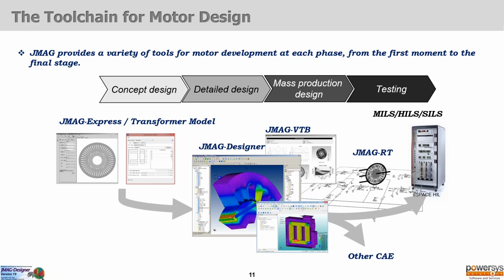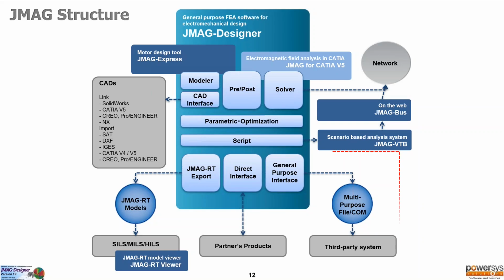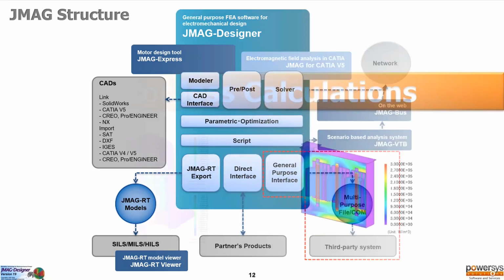Then for testing and validation, you can use JMAG RT to convert the 2D or 3D finite element model into a 1D component that you can import into your software or test bench. You can automate this whole process by using JMAG VTB. You can also couple JMAG with some external tools, which is the topic of today. I will not detail the internal features of JMAG, but I just want to mention that JMAG also provides tools that allow you to communicate with external software.